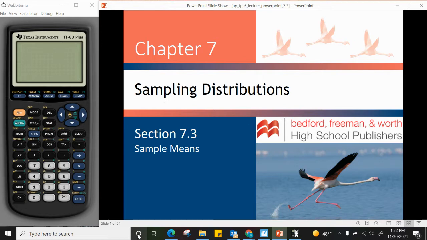But don't just watch this video for 10 minutes and assume, oh, this is everything. I already know all this from last video. It is a difference. We are looking at sample means today, not just sample proportions.